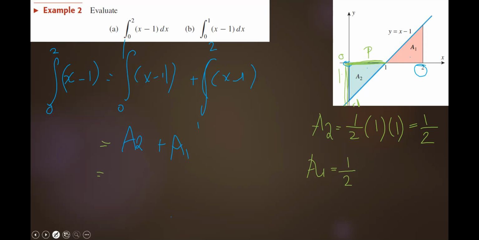What is the length of the base? It is 1, which is 2 minus 1. And here at point 2, it is 1. Here we have point 1. So also the height is 1. So A1 is also half.